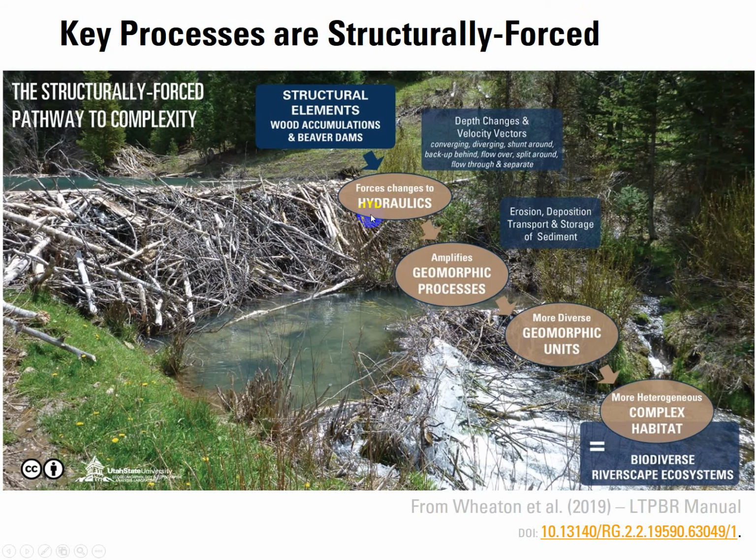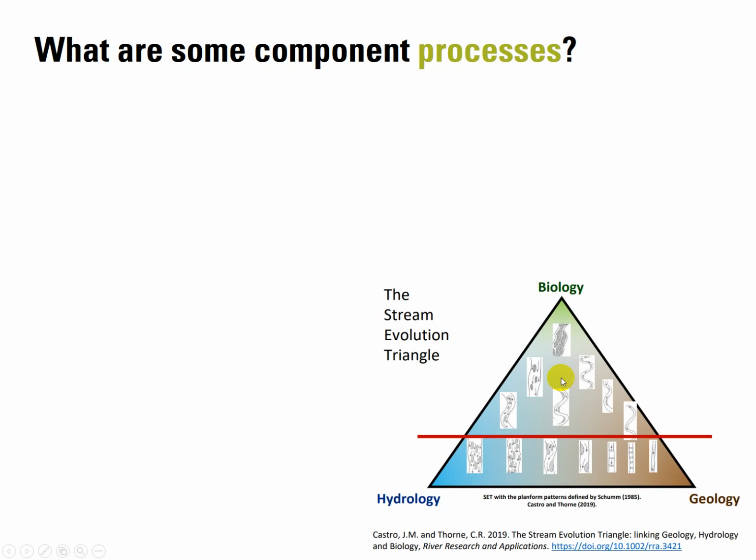So when you vary those hydraulics, you vary that amount of flow energy, that amplifies geomorphic processes. And geomorphic processes are basically erosion, deposition, transport, and the one that kind of catches people off, also storage of sediment. So those are your geomorphic processes. And in so doing makes more diverse geomorphic units. And so that ultimately results in more complex habitat, which is thought to support more biodiverse riverscape ecosystems. So this is this kind of structurally forced pathway to complexity, all right? It's the first two components of this principle.